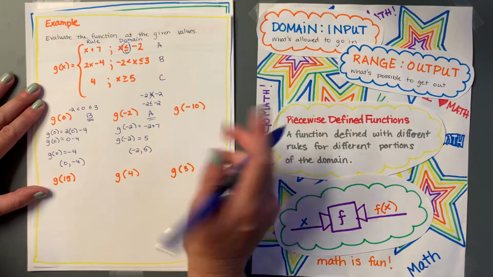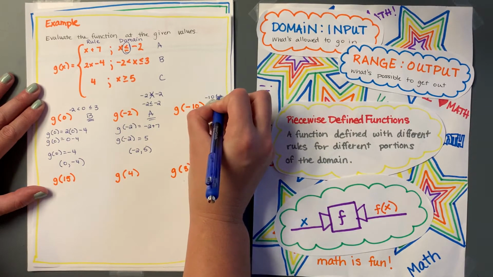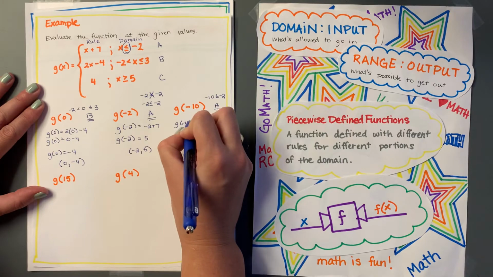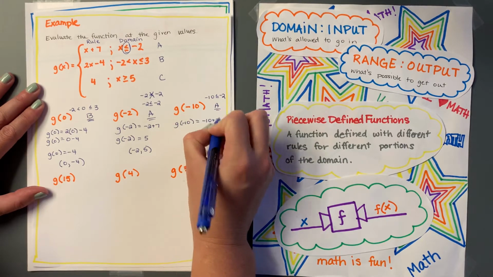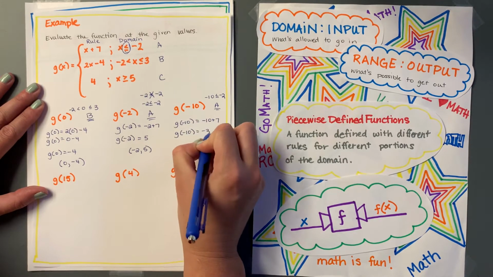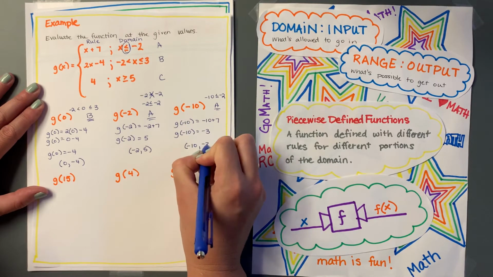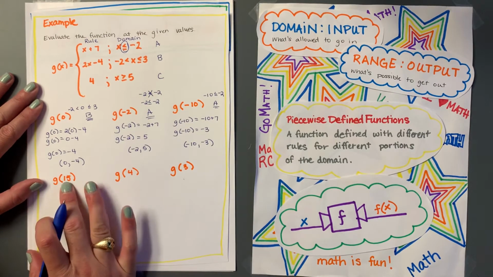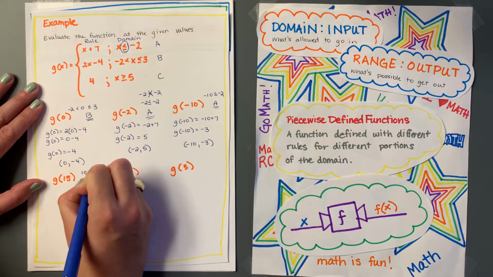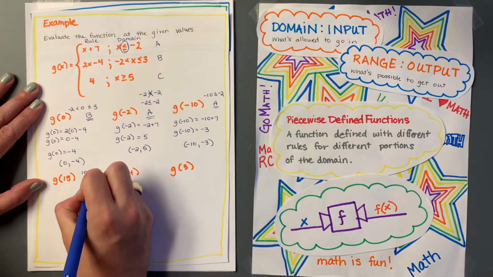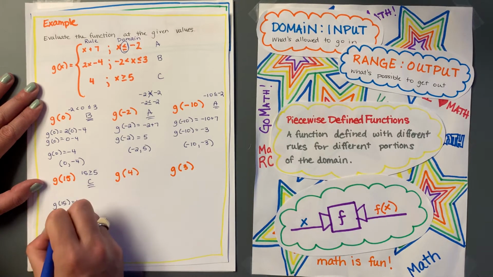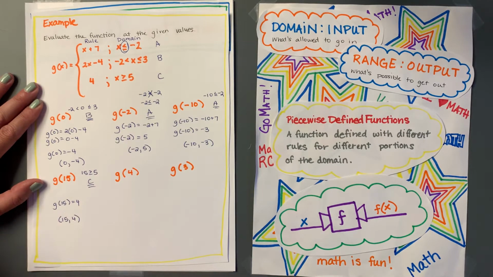Looking at -10. -10 is less than or equal to -2, so this one's also going to be rule A. So g of -10 is equal to -10 plus 7. That's my A rule. g of -10 is equal to -3, or the point -10, -3. Down here for g of 15, 15 is greater than or equal to 5. So that means I'm following rule C. So g of 15 is equal to 4. I've got the point 15, 4 on the graph.